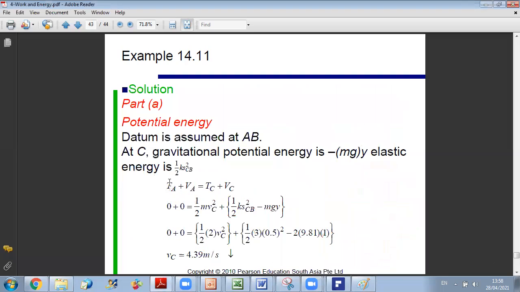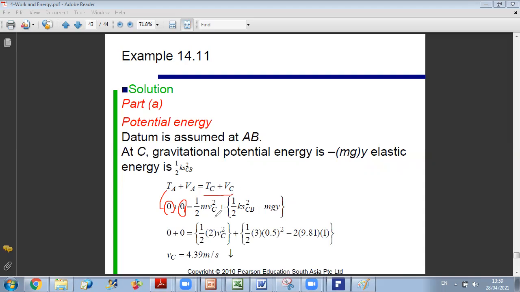First, since all forces doing work are conservative, we can apply the conservation of mechanical energy. So T_A plus V_A is equal to T_C plus V_C. As we said, for question A it's starting from rest, so the initial kinetic energy is 0. Since we considered the datum at A, the initial gravitational potential energy is also 0. And since it's unstretched, the elastic energy is 0. So everything is 0 at state 1, at state A.